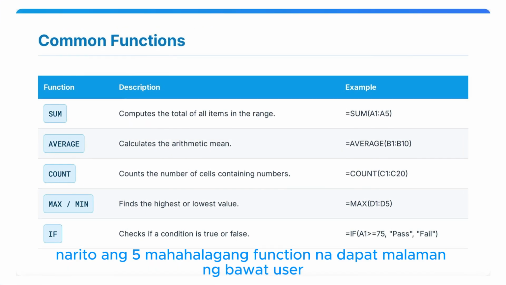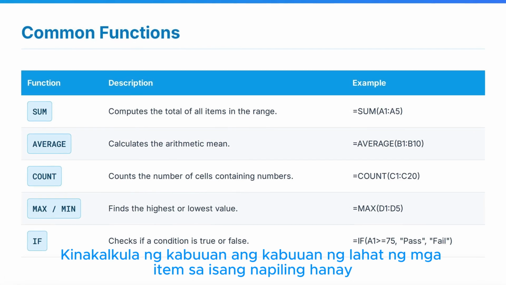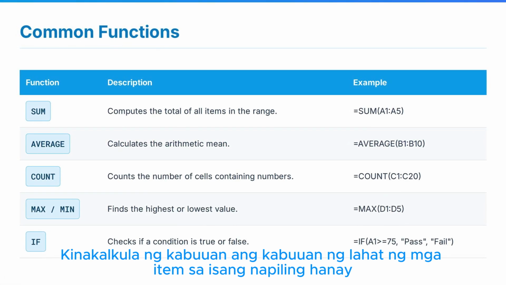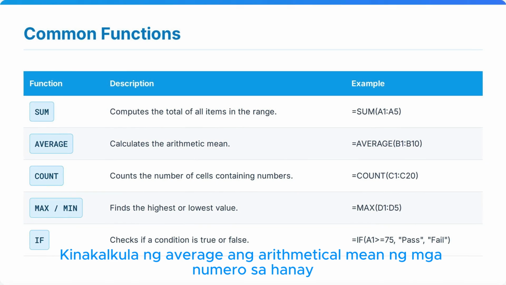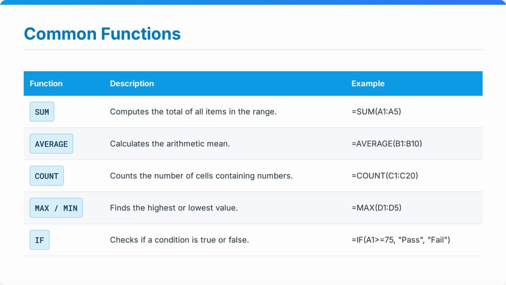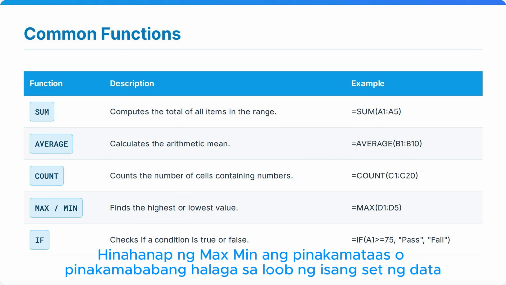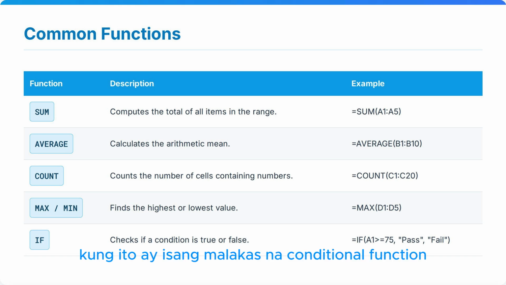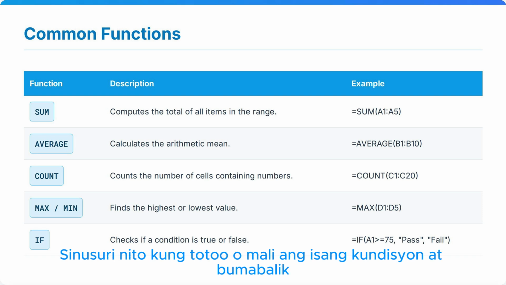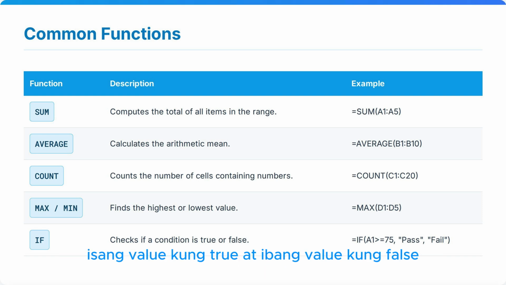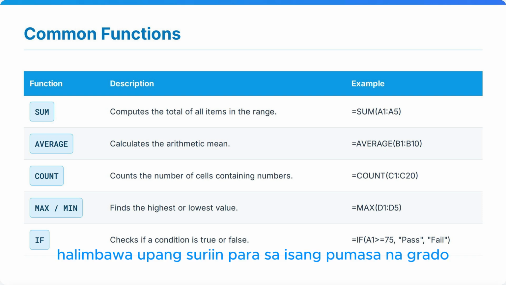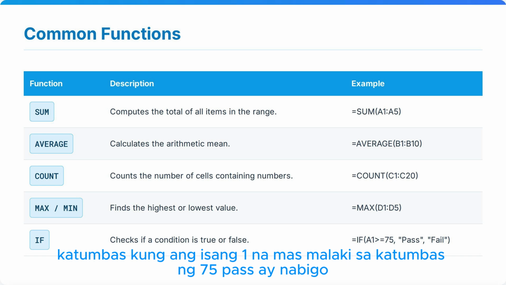Here are 5 essential functions that every user should know. Sum. Computes the total of all items in a selected range. Average. Calculates the arithmetic mean of the numbers in the range. Count. Simply counts the number of cells that contain numerical data. Max, min. Finds the highest or lowest value within a set of data. If. This is a powerful conditional function. It checks if a condition is true or false and returns one value if true, and a different value if false. For example, to check for a passing grade: =IF(A1>=75, "Pass", "Fail").